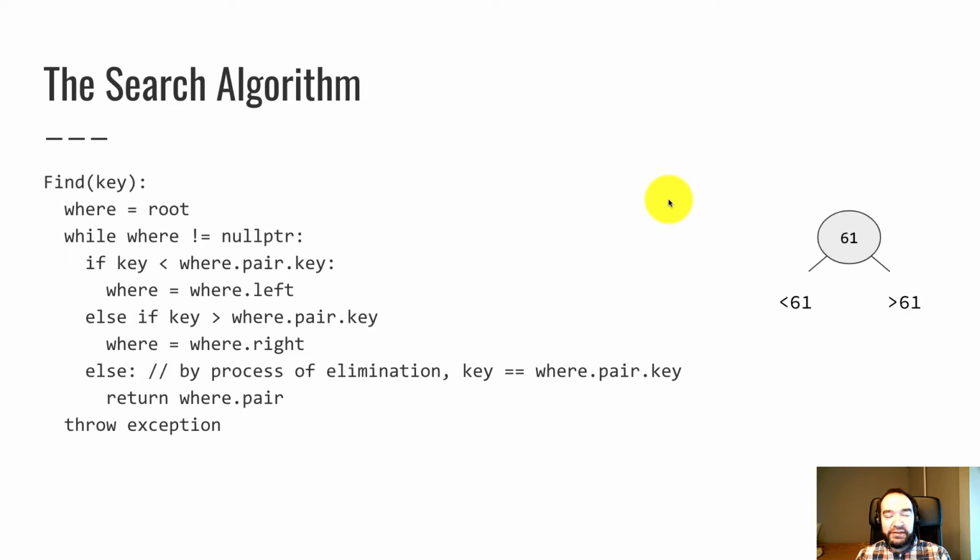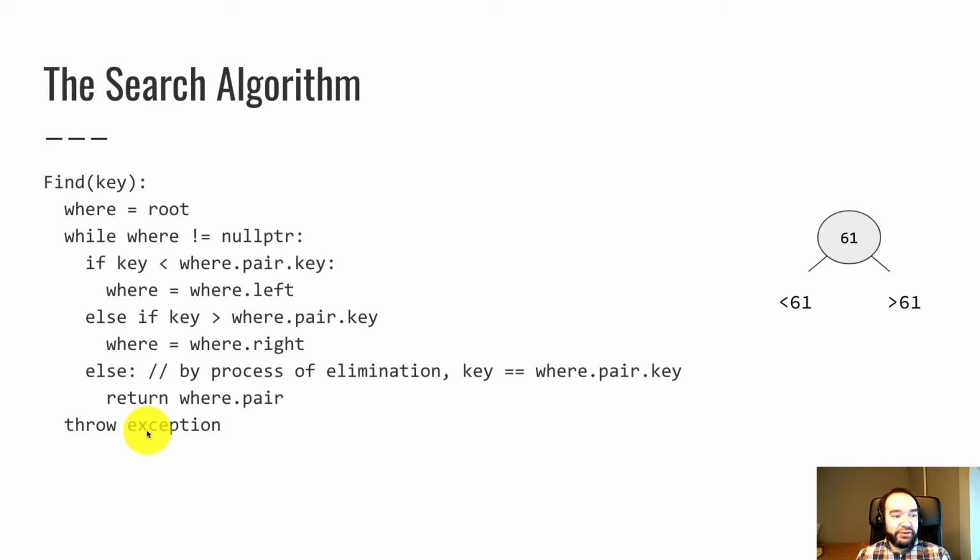Back when we described this as an abstract algorithm, we gave you this pseudocode, and this kind of still applies. We're going to implement this in C++ code now. So the pseudocode says where starts at the root. So to begin with, start at the root node. While where is not null, then we keep looking. Note incidentally that if the tree is empty, then where would be root, and the while loop would stop immediately and go straight down to the throw exception at the bottom.